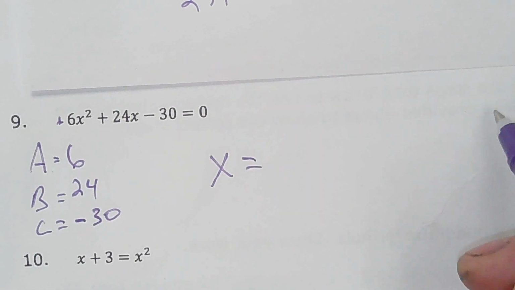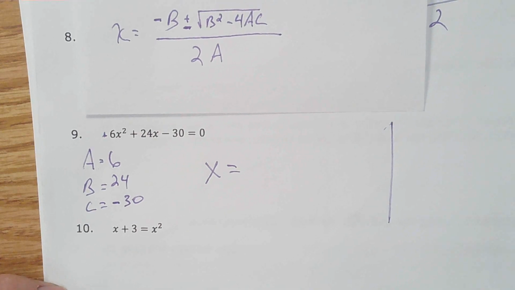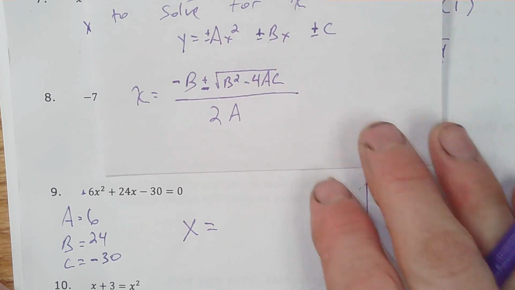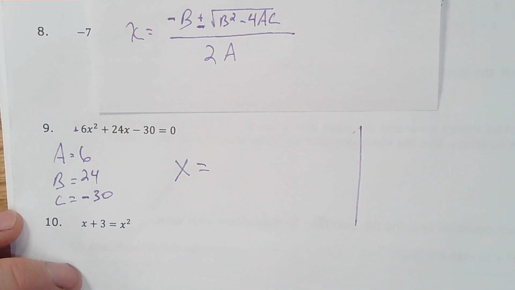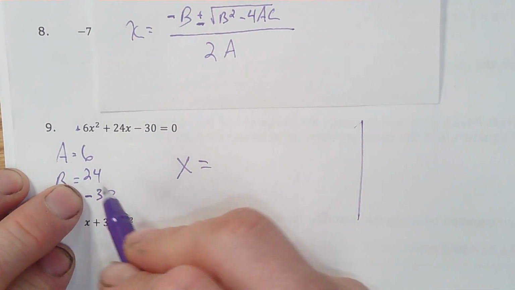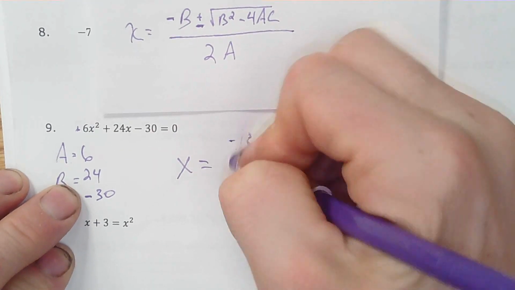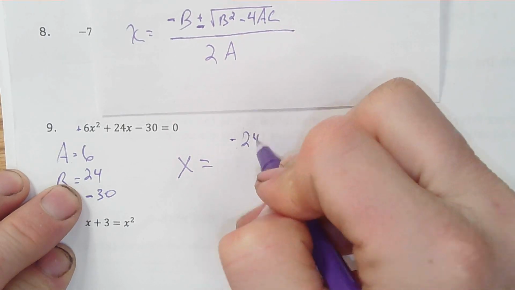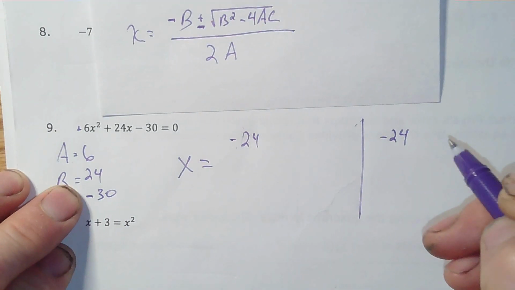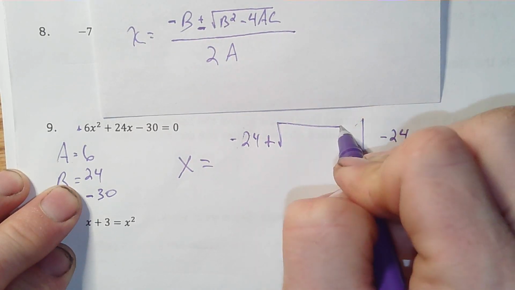X is going to be equal to two things. Zoom out a little here. X is going to be equal to two things. I can ignore this stuff. Okay, so x is going to be equal to, well, my negative b, so it's the opposite of b, so it's going to be negative 24 over here. Okay, and it's going to be plus and minus the square root of b squared.